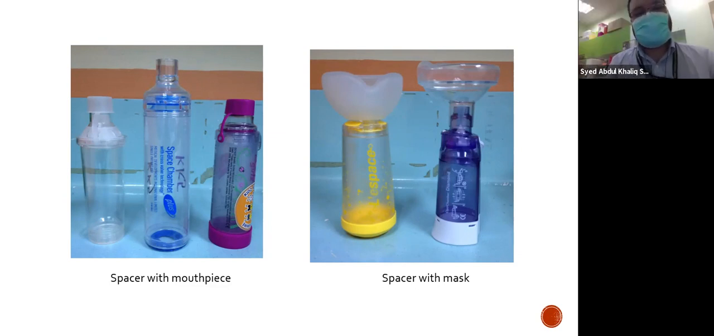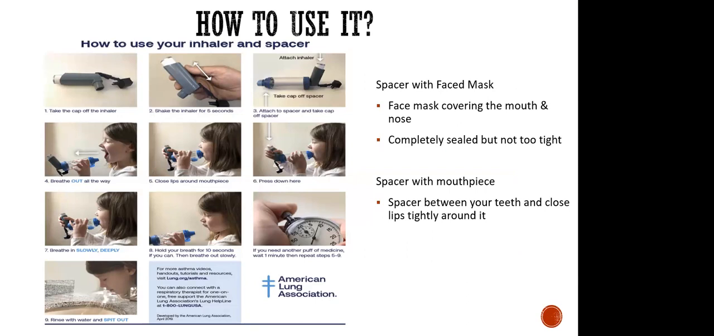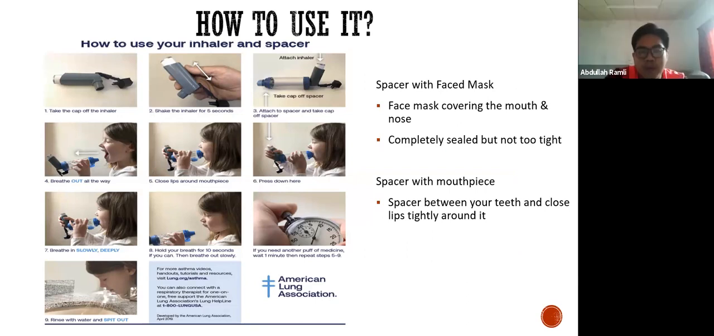Alright, fine, proceed. Okay, so back to how to use it. We have the inhaler as I mentioned, and then we attach this inhaler to the spacer and take the cap off the spacer. We ask the child to breathe out all the way, and then close the lips around the mouthpiece. Then press down the inhaler, and the child should breathe in slowly and deeply. Then the child or our patient needs to hold the breath for 10 seconds, and then breathe out slowly.